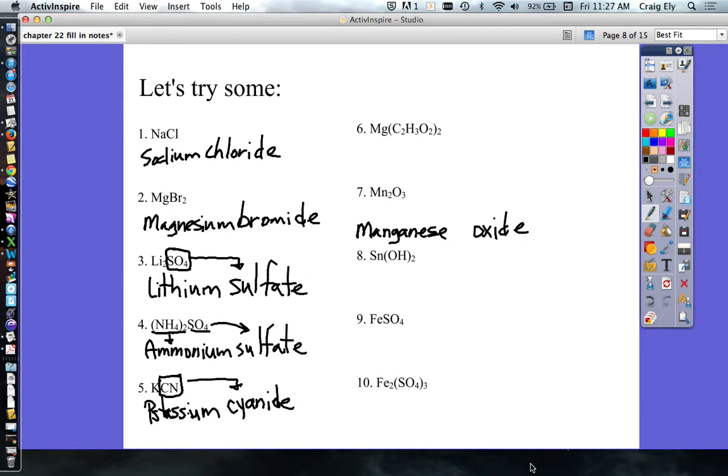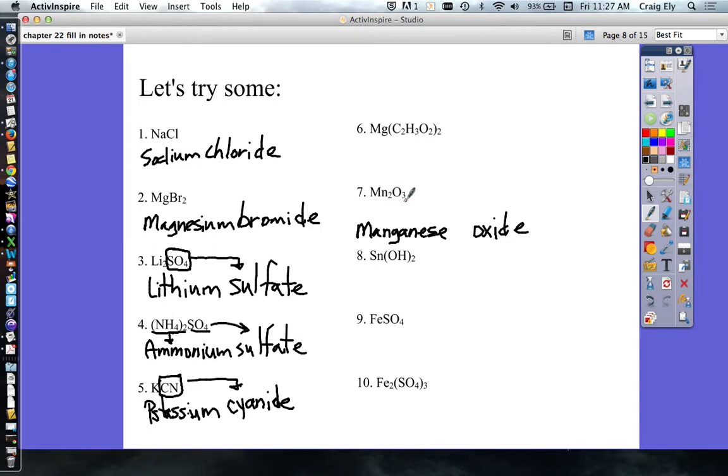Okay, now, here's how we got to figure out the Roman numeral. What we have to do is look at our subscripts, and since we have a 2 and a 3 there, that's going to tell me that you're going to have to use the lowest common multiple to come up with your charge, okay?